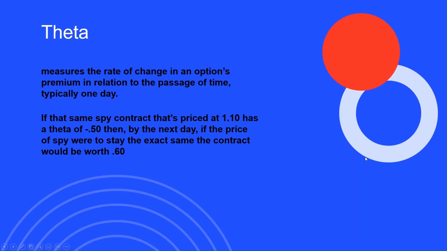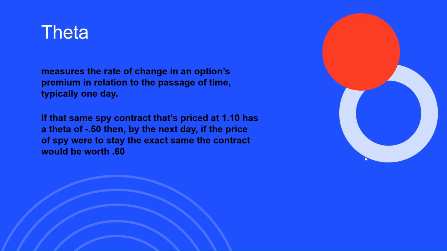And theta, of course. This one, theta, is another big boy. It measures the rate of change in an option's premium in relation to the passage of time, typically 1 day. If it's a same day contract that expires out of the money, it will always be worthless at the end of the day, and the theta will always be more than the contract's value because it's not a 24-hour time period that it expires. It expires within that trading day.